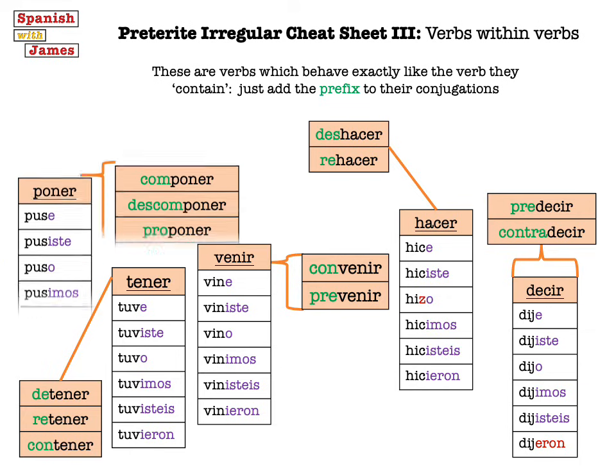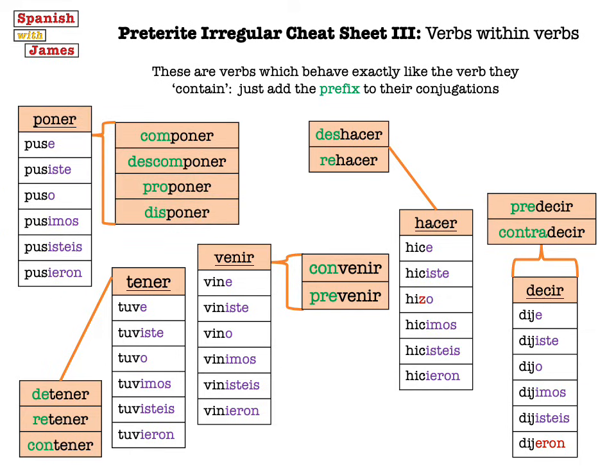And then finally we've got our verb poner, which unlocks for us 4 other verbs. Componer, to compose, descomponer, to decompose, proponer, to propose, and disponer, which is to make available. So we do have the verb dispose in English, but that's sort of gone down a different route and has a different meaning, in the idea that you sort of throw something away if you dispose of it. So careful with that one because it's a bit of a false friend. So all you need to do is add those prefixes, the com, descom, pro, and dis, to your conjugations for poner, and you can use those 4 verbs in the preterite tense.